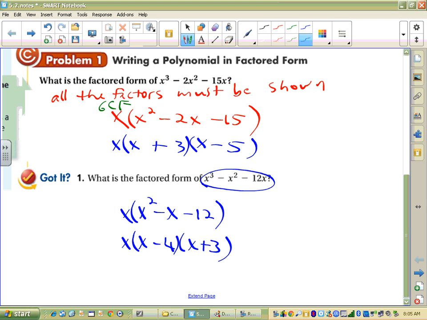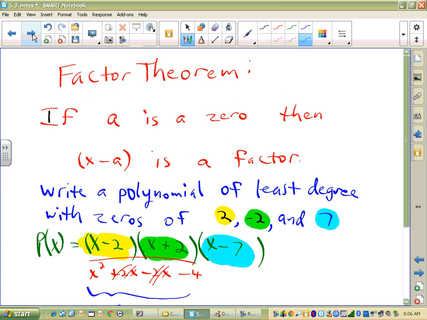The one thing that I'm glad that I've seen is most people who've done 5.2 are already done with it. So that tells me either you're pretty good at factoring or, well, I don't know what it tells me. But keep in mind, when you factor it, all the factors must be shown. Okay. All right. Moving right along then.